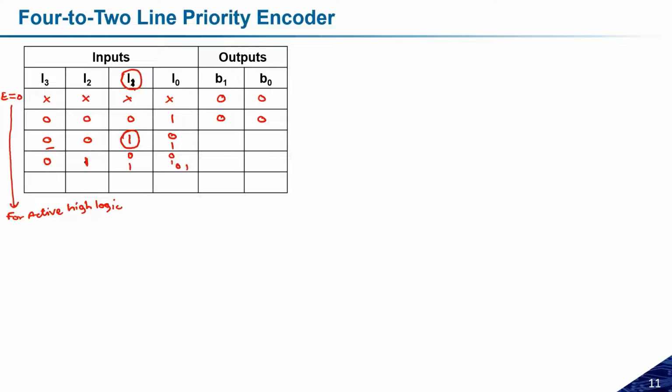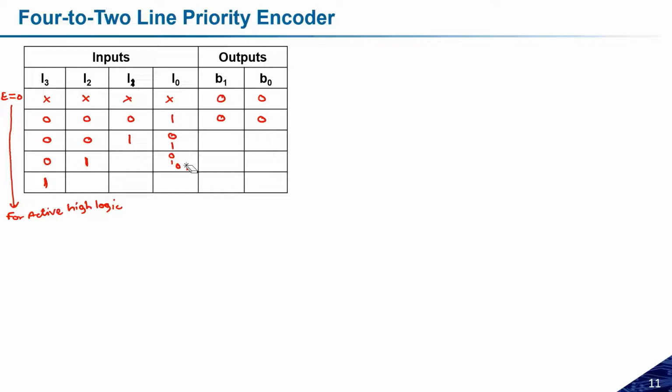Now if I2 is high, it does not matter what the condition of these two is. I will give priority to the I2 only. Similarly, if I3 is high, then whatever the condition of other bits, I will not take care. I will give the priority to the I3 only, not to the I2. So this is what we call the priority encoder. Let us take some conditions and then we will try to solve all these things.